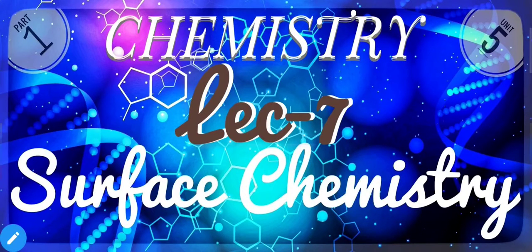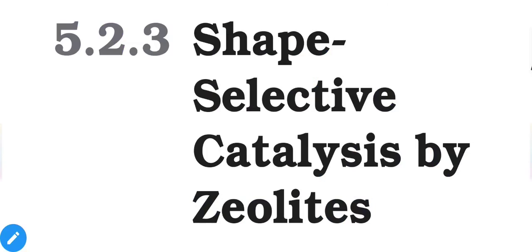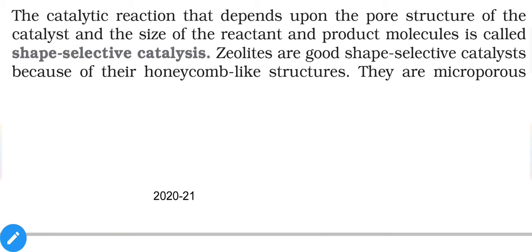In the previous lecture our discussion was about catalysts, and in this lecture we will learn more about catalysts. Today's first point is shape selective catalyst. That means these types of catalysts do not depend on chemical reactivity, but rather on the shape of molecules. The catalytic reaction that depends upon the pore structure of the catalyst and the size of reactant and product molecules is called shape selective catalysis.